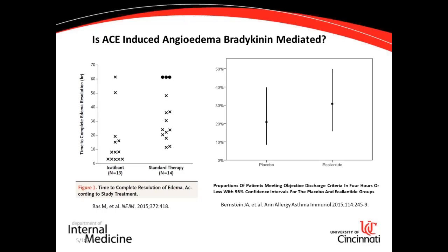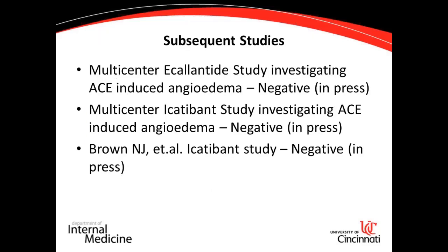However, studies that have been done subsequently, including a study we did, did not show statistically significant benefit using these agents. In our case, we used Kalbitor, which is a kallikrein inhibitor. It was not effective. Subsequently, there have been many multi-center studies: an ecallantide study, which is a kallikrein inhibitor; a multi-center icatibant study, which is what Murat Bas used in his study, a bradykinin 2 receptor blocker; and another study which also looked at the bradykinin 2 receptor.